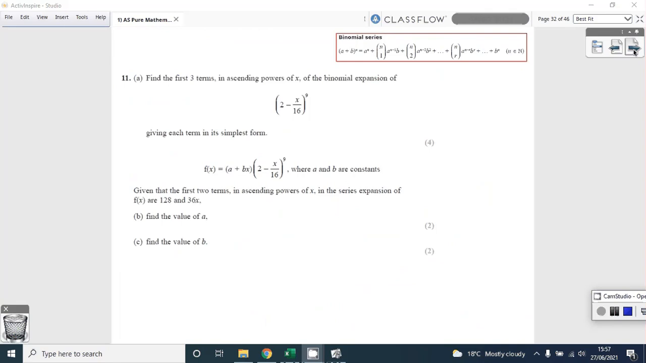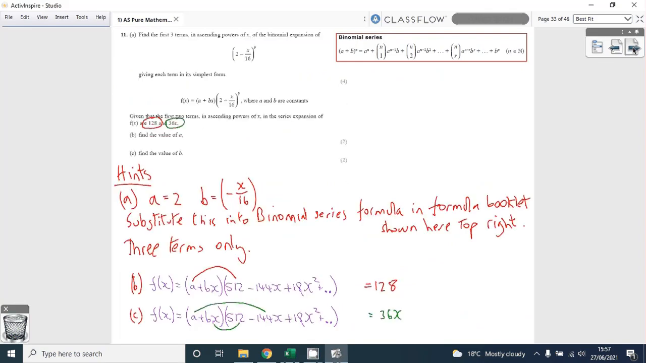Question 11. So just about to give you a tip if you need it. This is the formula from the formula booklet. Comparing this to the question, our a is 2, our b is minus x over 16, and our n will be 9. So just simply substitute those three things in. And note that it's just asking for the first three terms. So it's going to be that term, and that term.